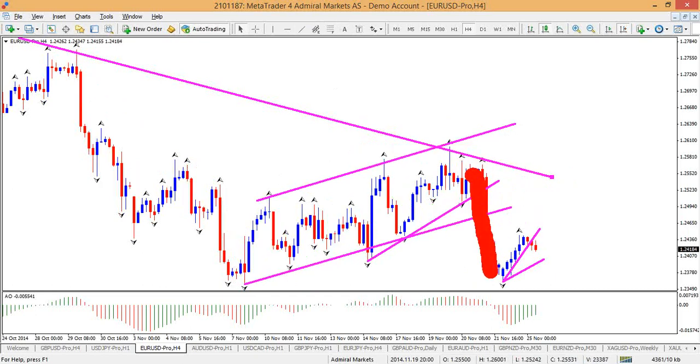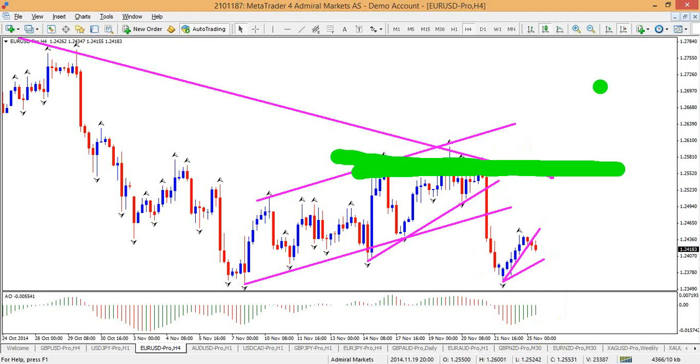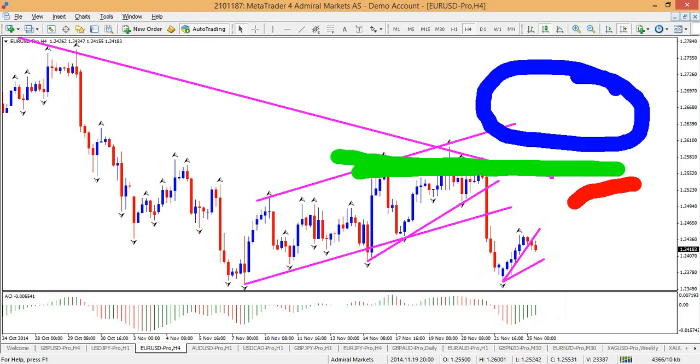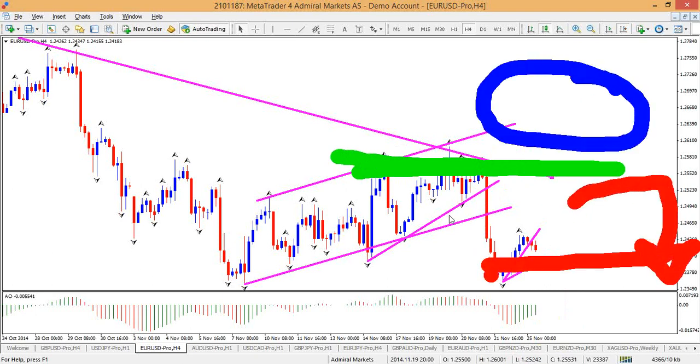So we had the break, and now I'm expecting indeed a pullback and continue within that downtrend. The only thing that would change my mind about the bearishness is if price really breaks above the trend line and breaks above these tops. Then we get into neutral zone. Otherwise, all of that is bearishness.